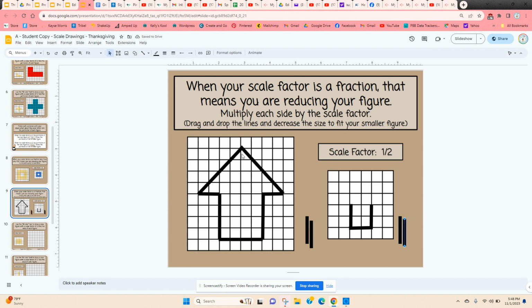Now to find the point here, we're going to look at the larger figure. If we count up from the bottom, we get 1, 2, 3, 4, 5, 6, 7, 8. That means if we divide by 2, it will be counting up to 4. 1, 2, 3, 4. So we know the tip is going to be right here. And then these shorter sides here, 2 divided by 2 would be 1.